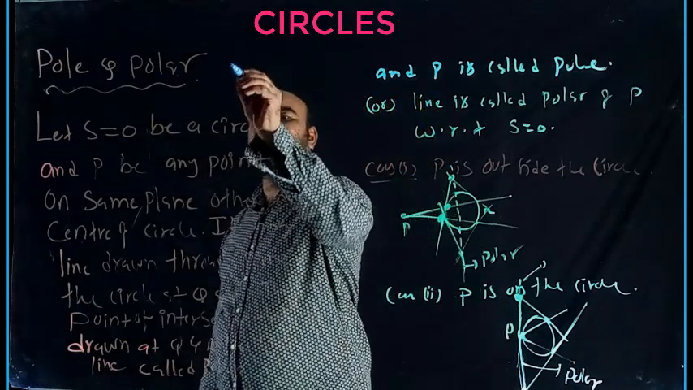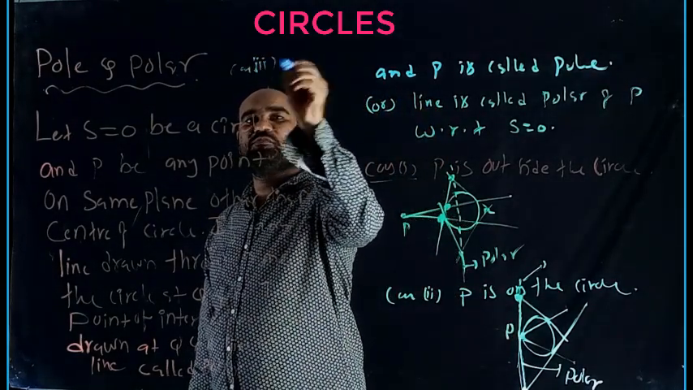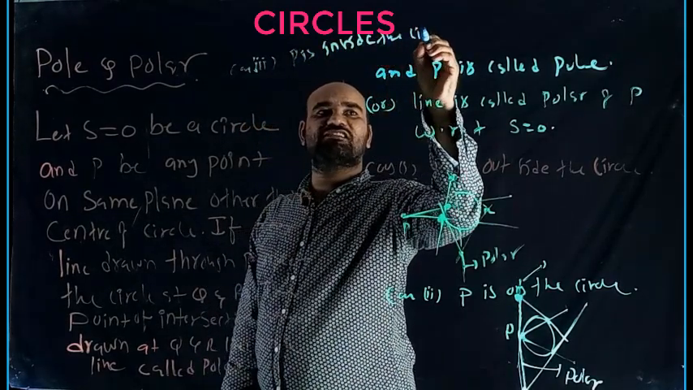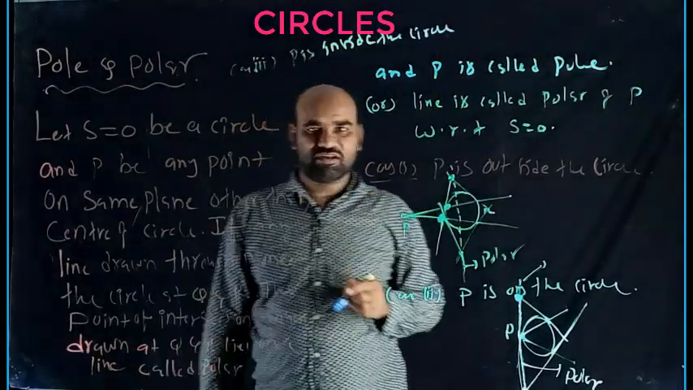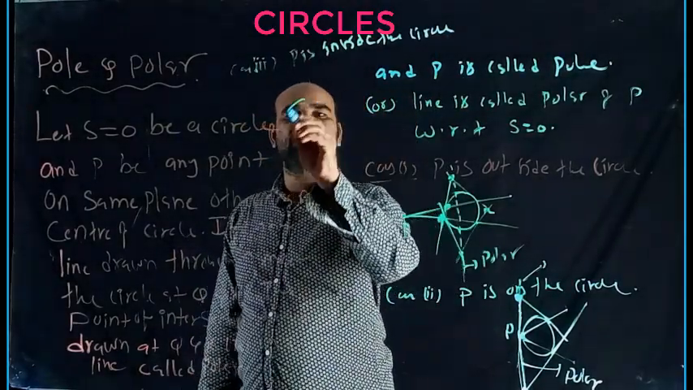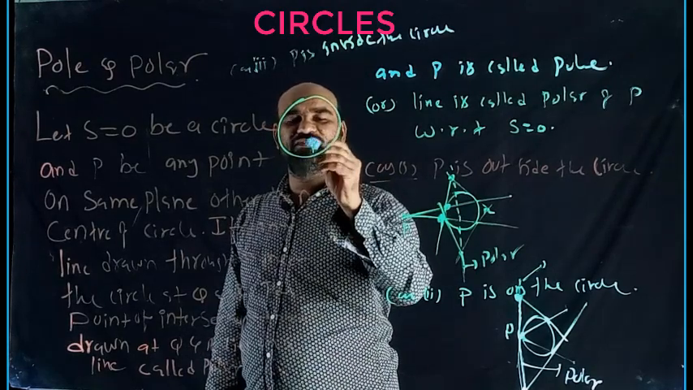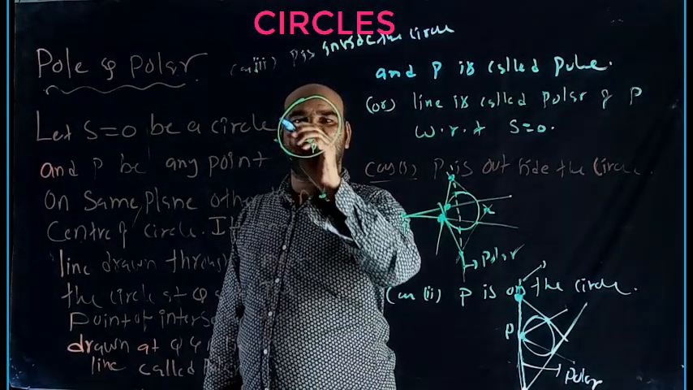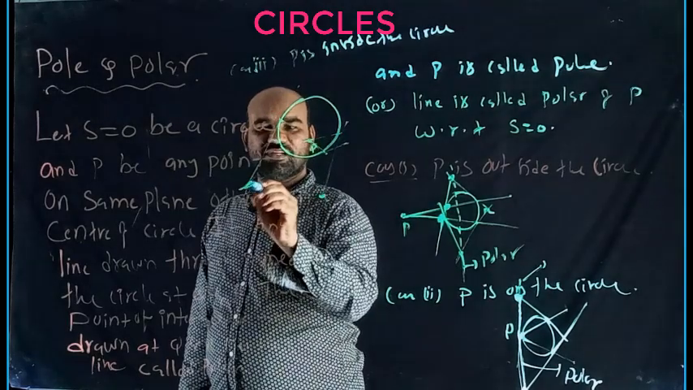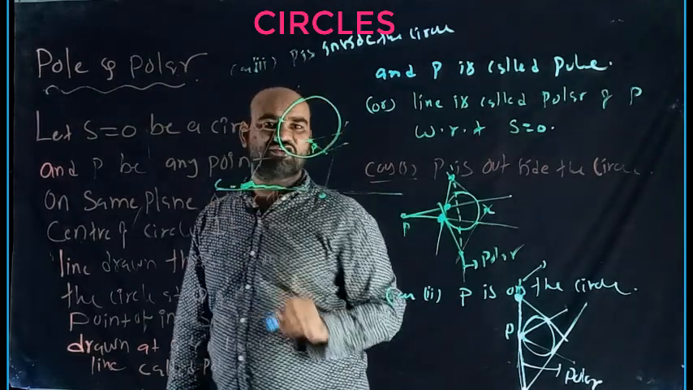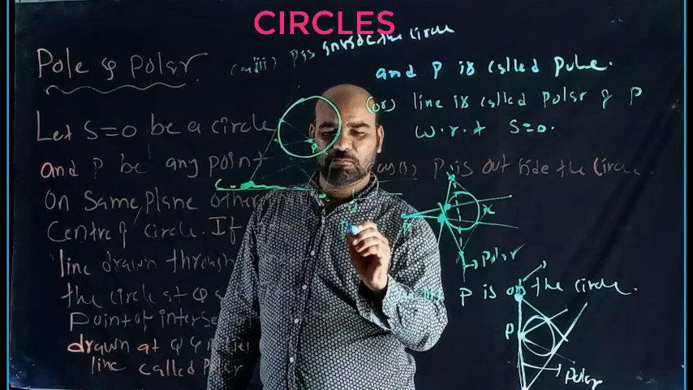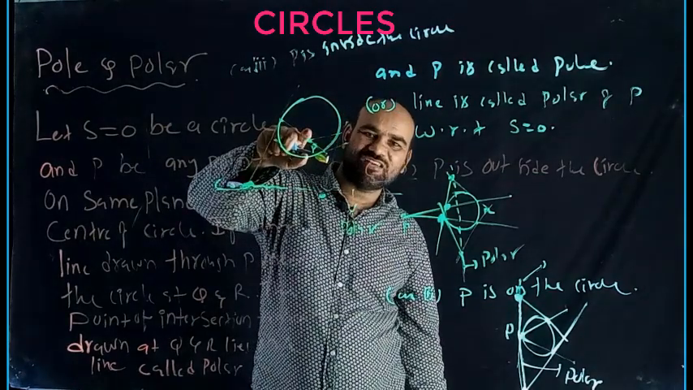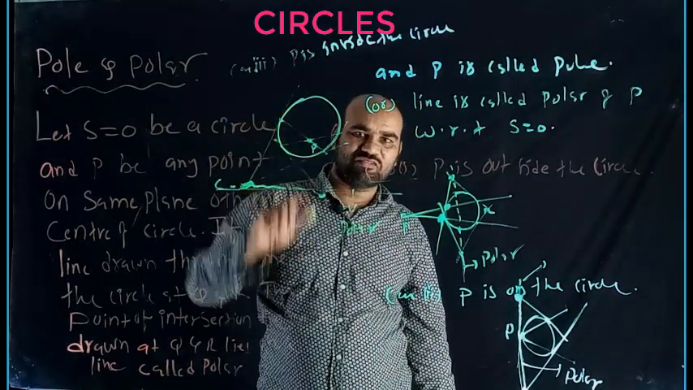Case 3. P is inside the circle. Inside the circle, but take care, P is not the center of the circle. Somewhere here is P. Through P you can draw infinitely many secants. So this is one point. Another line is drawn. This is another point. So you can say that this line is said to be the polar. This is the polar. So this P is the pole. In this situation, the pole is in the interior of the circle, and the polar is entirely outside of the circle.